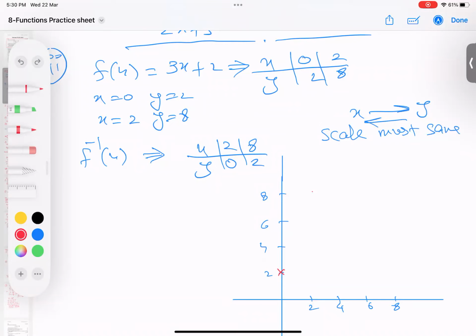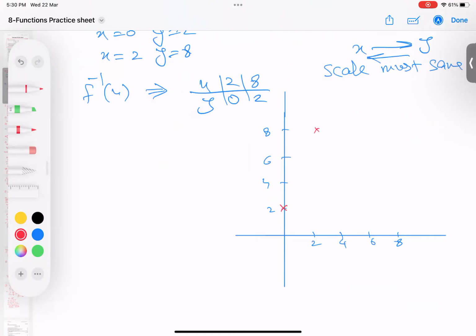I hope all of you are understanding. So I'm going to take a scale and join them. Okay, now I have done it. So this is f of x.